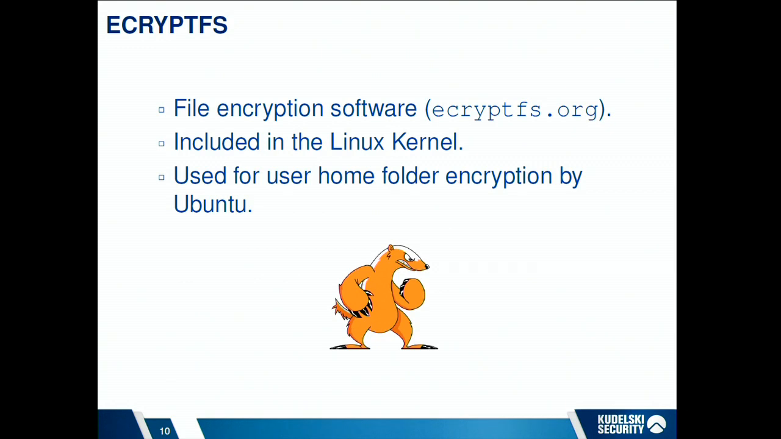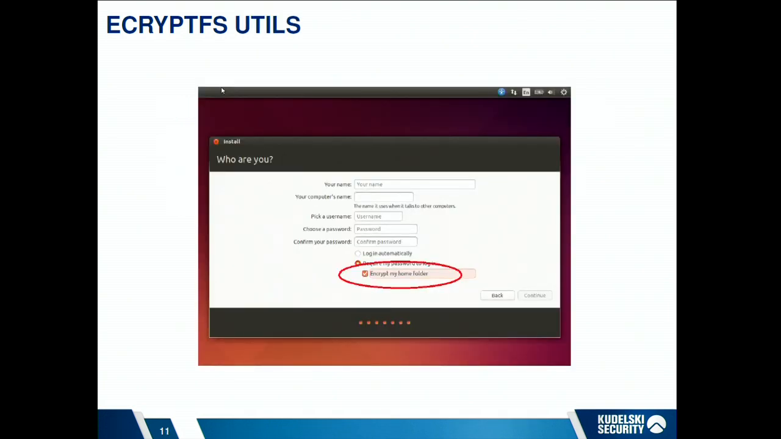Now something a bit different, eCryptfs. eCryptfs is a file encryption software. It's included in the Linux kernel, and it's used by default for home folder encryption in Ubuntu. Meaning that when you install your system, if you check this encrypt my home folder checkbox, you will use eCryptfs to encrypt your home folder.